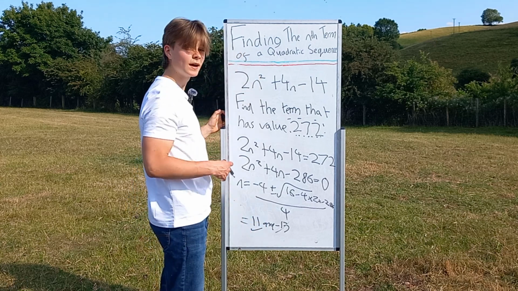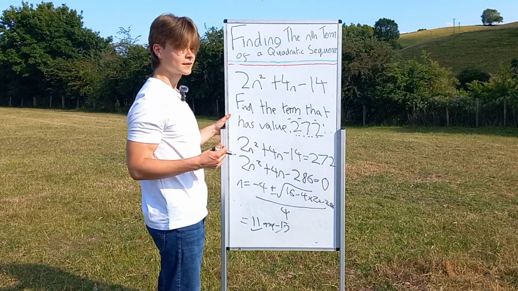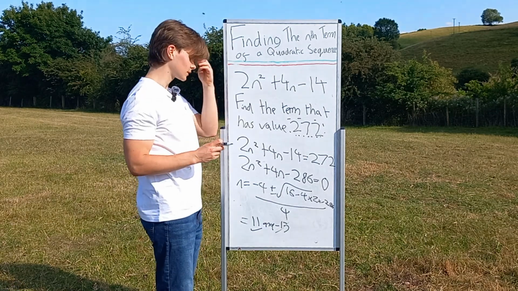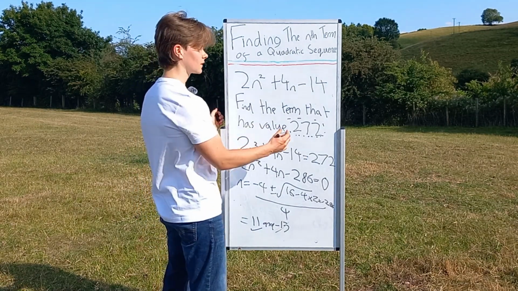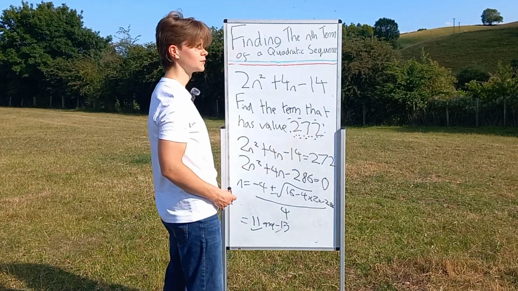And obviously we can discount minus 13 because n has to be positive. So our value of n is 11. And if we were to check this by plugging in 11 into this expression right here, hopefully it would give us our value of 272.